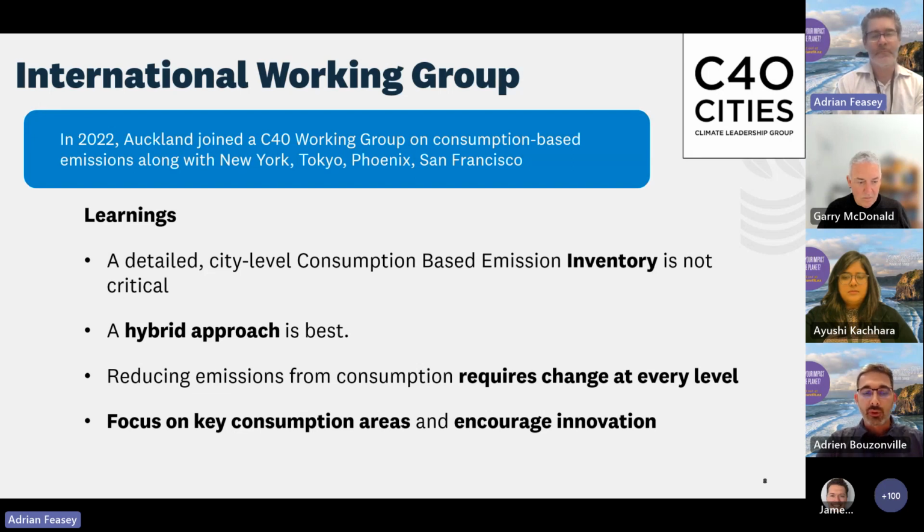We can begin to work to reduce our consumption-based emission without an inventory, and many cities are already doing so. A hybrid approach is best as well. We can use activity modeling and use spend-based modeling where no activity data is available. Reducing emission from consumption requires change at every level, from structural interventions in supply chain and industry to individual choices and behavior changes. We also need to focus on our key consumption area and encourage innovation, particularly through tried and tested policies and specific intervention in key area of focus.